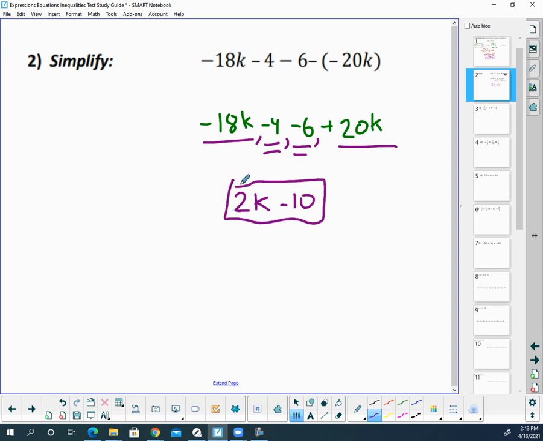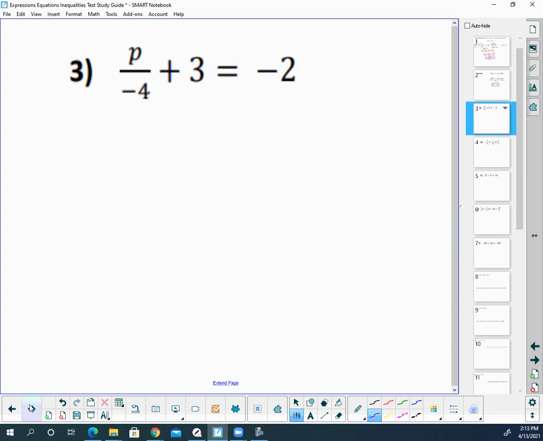Let's go on to number 3. So here we have an equation we need to solve. The first step I would do is get rid of 3, or subtract 3 from both sides. So my new equation becomes p over -4. 3 and -3 become a zero pair, so they cancel out. -2 and -3 together add up to -5. So I have p over -4 equals -5.